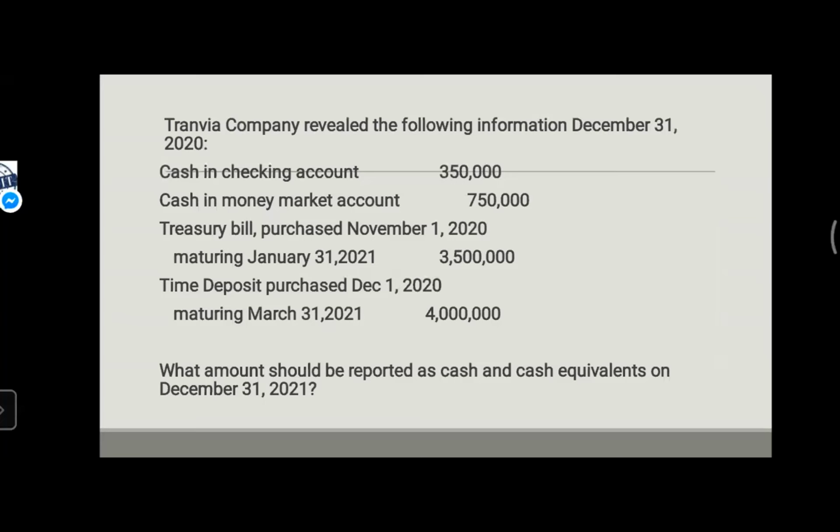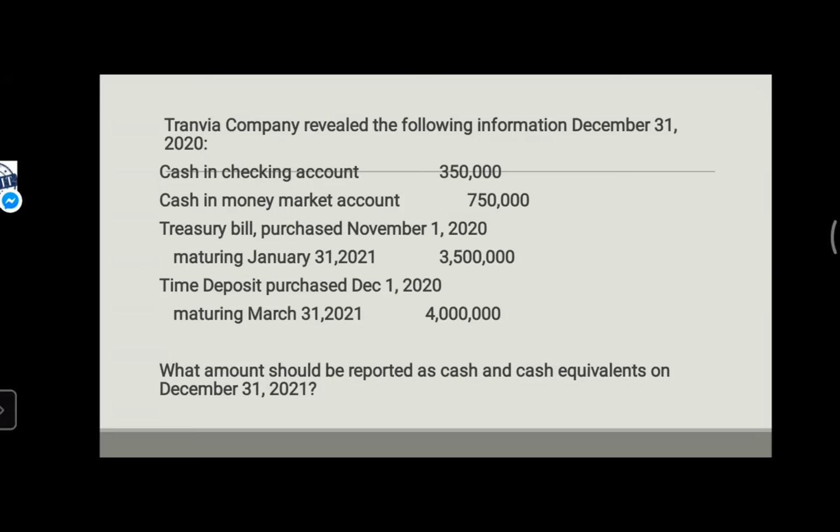So let's identify muna natin siyang lahat. First is si cash in checking account. So kasama siya. Tapos naka-include siya sa cash in bank. So sa cash siya. Then cash in money market account, include din siya. Then treasury bill purchase on November 1, 2020 and maturing January 31, 2021. So kung magbibilang tayo November, December, January. So 3 months. So ano siya, classified siya as cash equivalents.